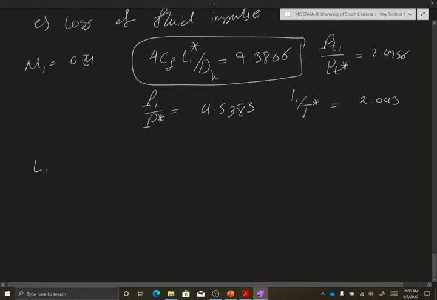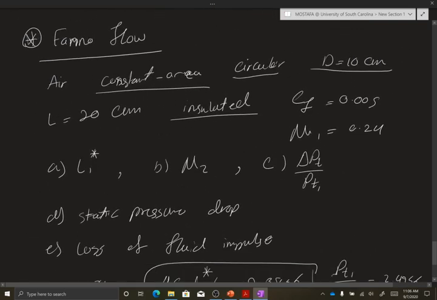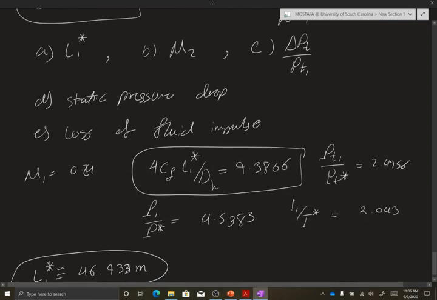Okay. So using this ratio here, we have the hydraulic diameter and we have the CF. We can easily find L star. L star is roughly equal to 46.933 meters. So what does this mean? This means that our duct will not reach the choking condition, right? Because the duct length is 20 meters, not 20 centimeters, sorry, 20 meters.